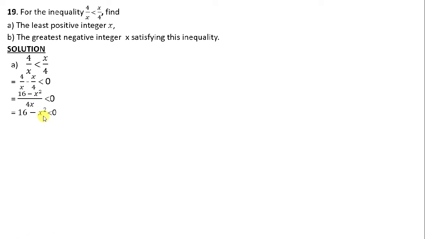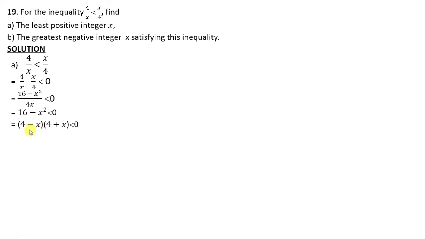Now 16 minus x squared is a difference of two squares. If you express 16 as a square, it is the same as 4 squared. When you have a difference of two squares, it is the same as the difference of the bases times the sum of the bases. Let's do that. So this 16 here, express it in square form. It is the same as 4 squared. 4 is our base, x is our base. Get the difference of the bases and the sum of the bases.